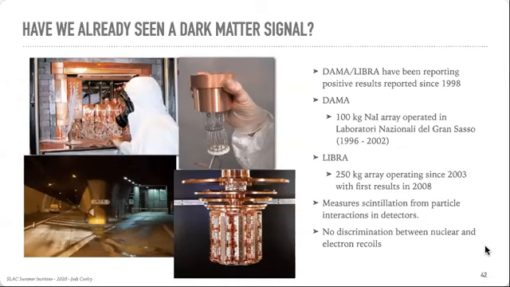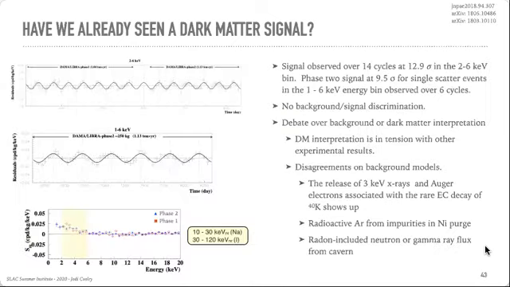This experiment measures scintillation from particle interactions. Sorry, I'm mixing up my words. They have no discrimination between nuclear recoils and electron recoils. So when they are recording an event, you don't know if that's a background event or a signal event. But what they try to take advantage of, by taking lots of events, is whether they see that modulation over the course of a year that you would expect from going with the WIMP wind to going against the WIMP wind and back.